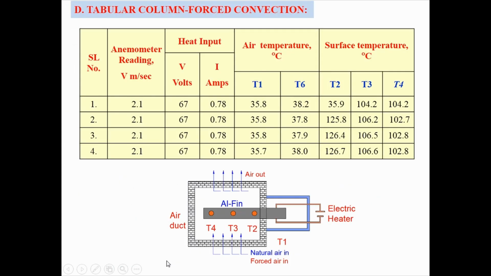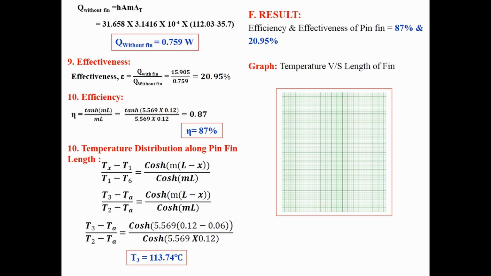That means the temperature at this particular point is 113.74 degrees Celsius. This is the temperature distribution at that point. After this, finally you have to write the result: the efficiency and effectiveness of the fin are 87% and 20.95%. After that you have to draw the graph, with temperature vertical and length horizontal, and finish. This completes your pin fin experiment by forced convection.